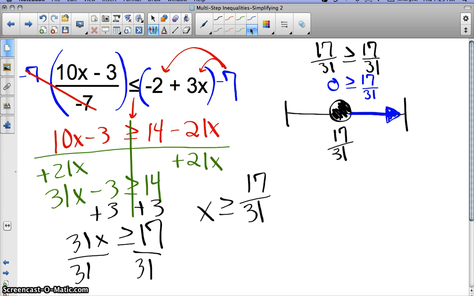Alright? So, if you get something like that, don't freak out, don't panic, it's okay. Just plug in your easy number of 0, and it'll make life 1,000 times easier.